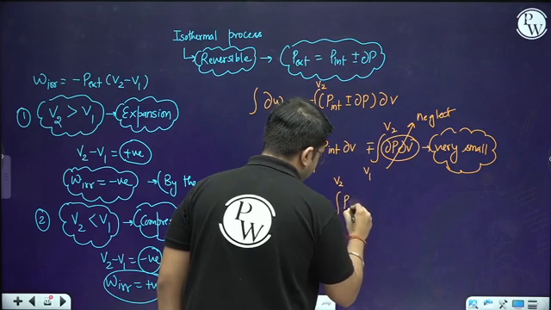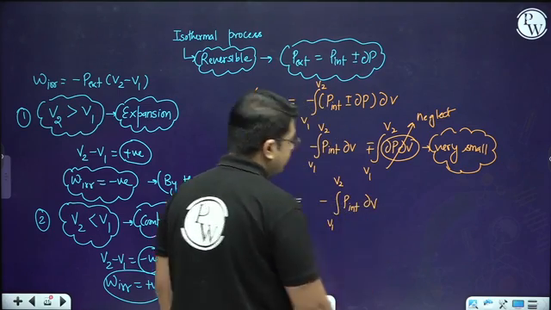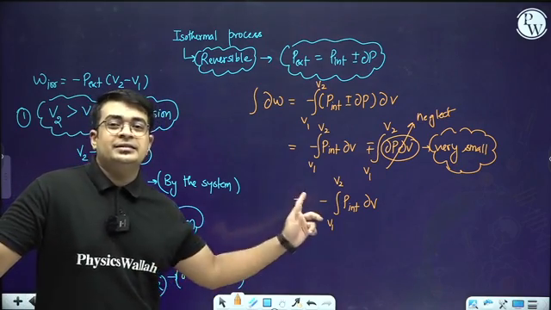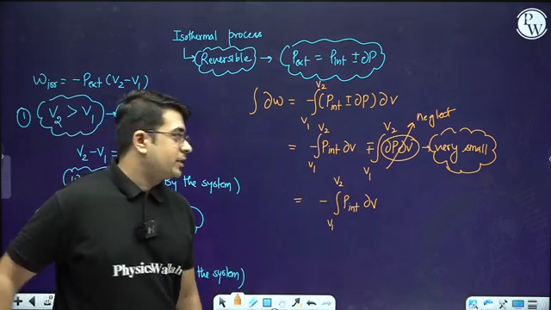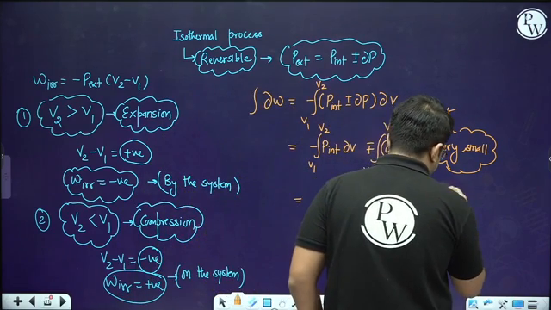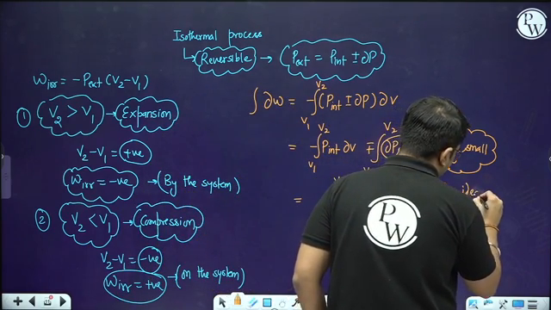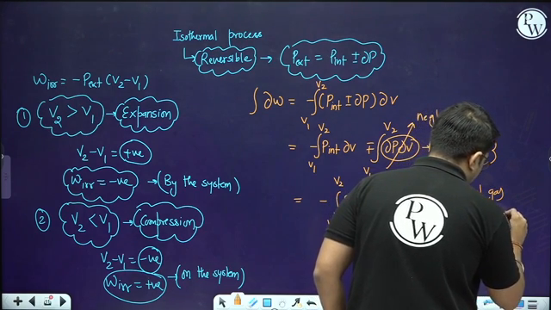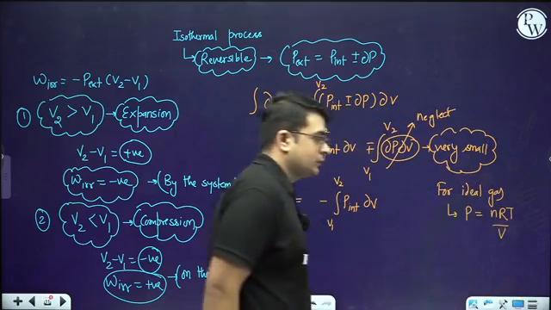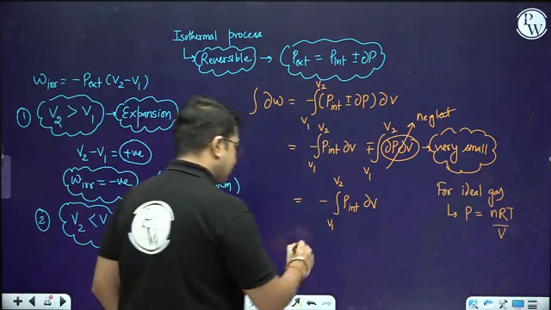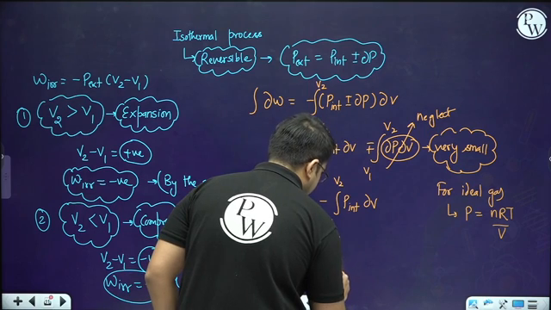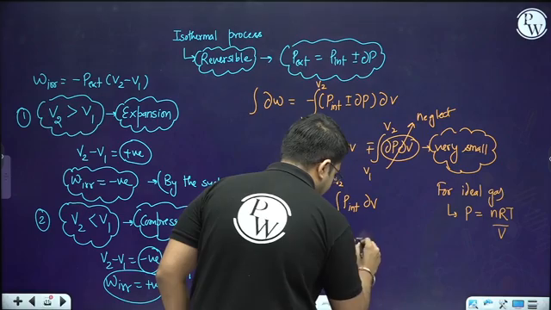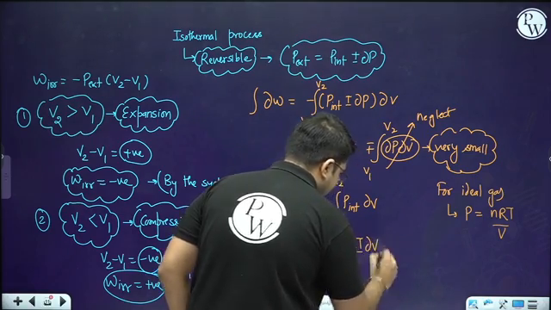The final equation becomes minus integral from V1 to V2 of P internal dV. Now I'm not saying that P internal is going to be constant, because this is the pressure of the ideal gas which is present. So let's say we are talking about an ideal gas. For an ideal gas, P will be equal to nRT by V. Can I put this value? Yes, definitely. That becomes the integration within the limits of V1 to V2 of nRT by V dV.